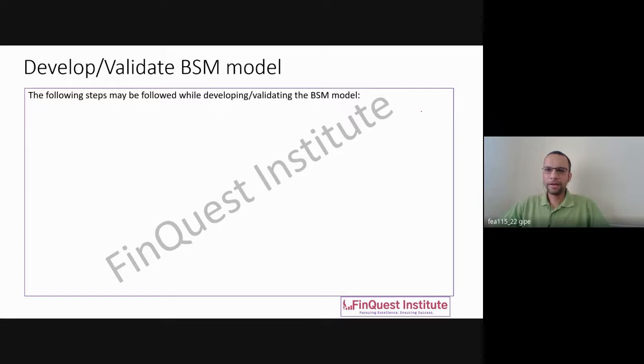So I'll give you an idea. Any model, I'll give you a hint so that you can try and respond. For every model you have an input, you have the actual processing or calculations, and the output. These are the 3 things which you do for any model. Based on this idea, would you like to guess any steps which one should follow either for developing or validating, not just BSM, but any model, I would say?